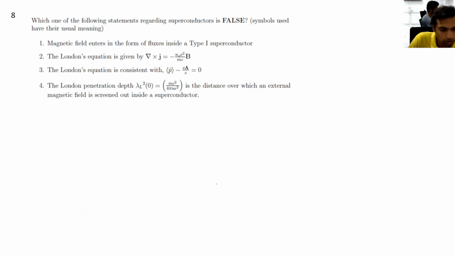Let us go to the next question now. Which one of the following statements regarding superconductors is false? The magnetic field enters in the form of fluxes inside a type 1 superconductor. So this statement is clearly false, because type 1 superconductors are perfect diamagnets. But in type 2 superconductors, the fields can penetrate as vortex states. So this statement is false.